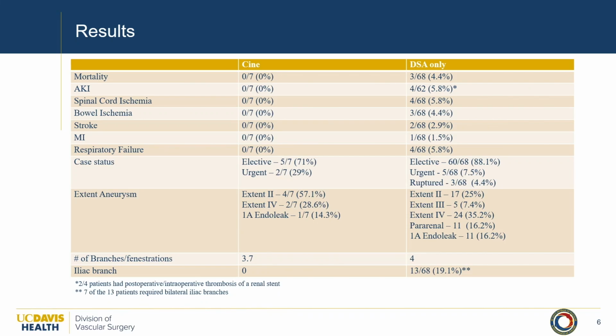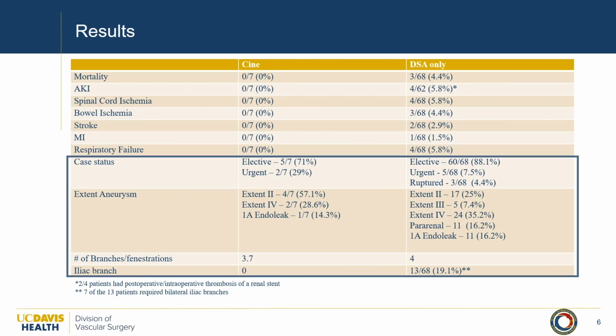And here are just a few of our extended results. Again, this is a very preliminary data set, but it does highlight that overall these were complex cases, many of which were 3 to 4 vessel fenestrations or branches, and many of which were also extent 2 and 4 thoracoabdominal aneurysms.